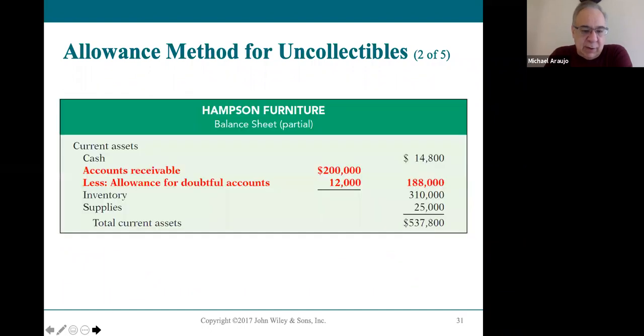So how does it look on the balance sheet? $200,000 of receivables, subtracting out their allowance for doubtful accounts of $12,000. This is what we call the net realizable value of receivables. The amount of receivables they actually are hoping to collect, subtracting out their allowance for uncollectible, gives them a conservative value of their receivables, net realizable value.